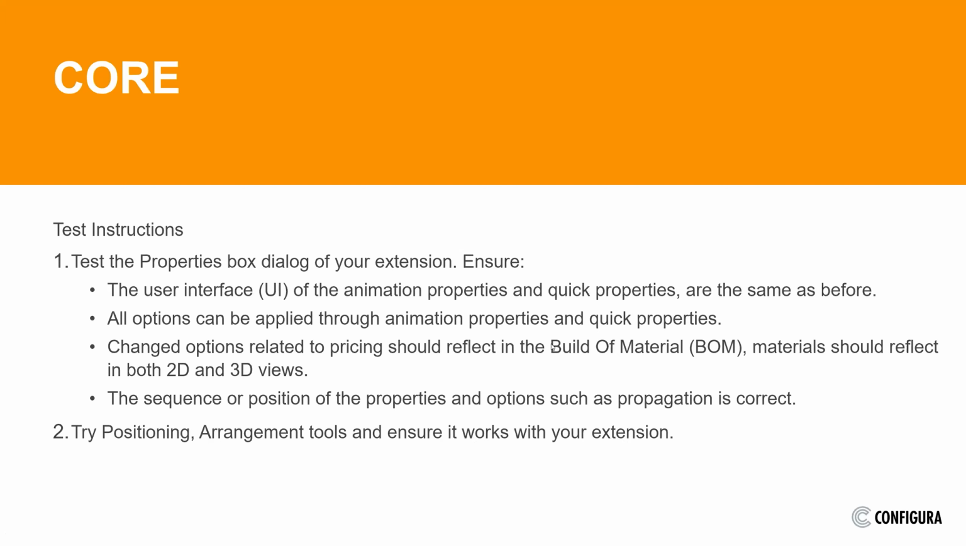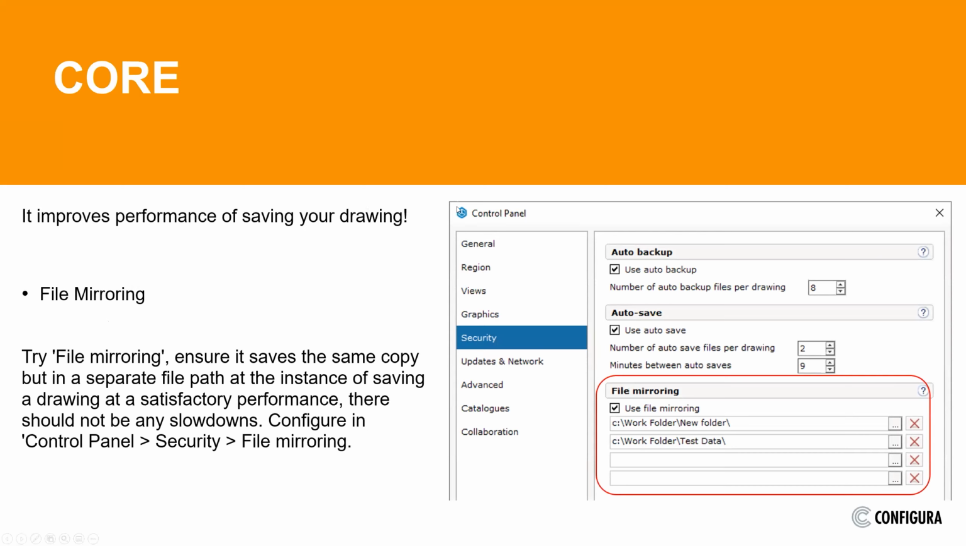Now, the second thing that's changed in core affects the performance of saving your drawing. This happens in a good way because it improves the performance of saving your drawing, right? So this change in core allows you to file mirror a lot quicker than before. Now, in case you are new to this, you can try file mirroring. You can go to Control Panel, Security, File Mirroring, right? Then you can ensure that it saves the same copy, but in a separate file path. It really depends on your configuration at the instance of saving a drawing. And you make sure it is at a satisfactory performance, right? There shouldn't be any slowdowns, or it shouldn't be slower than 11.5.